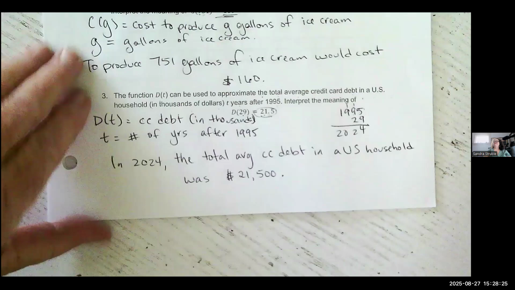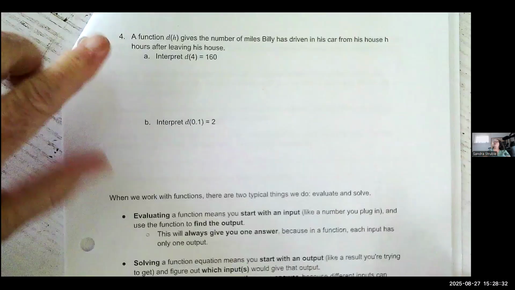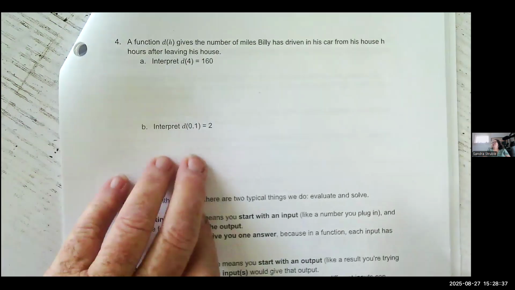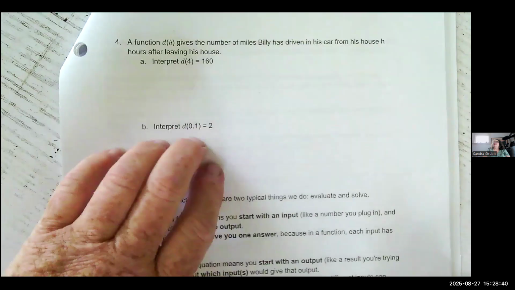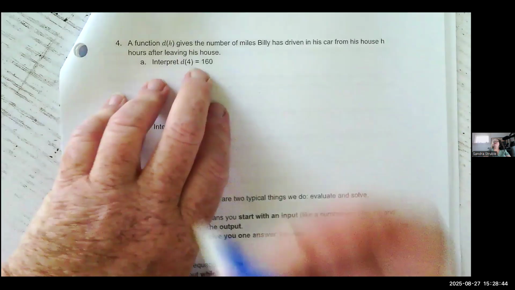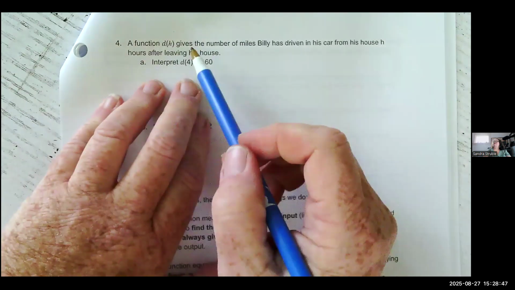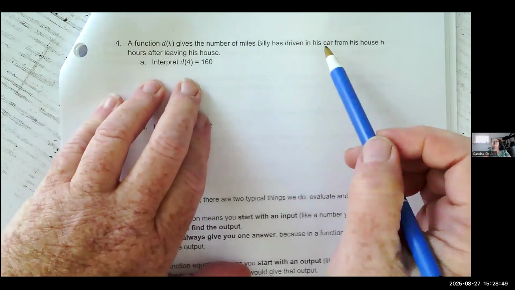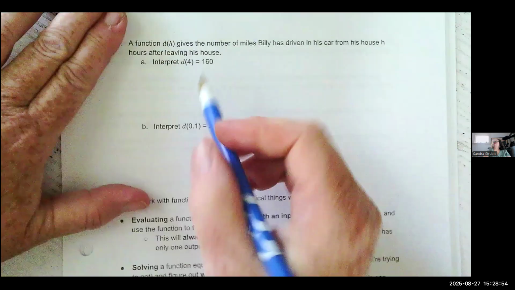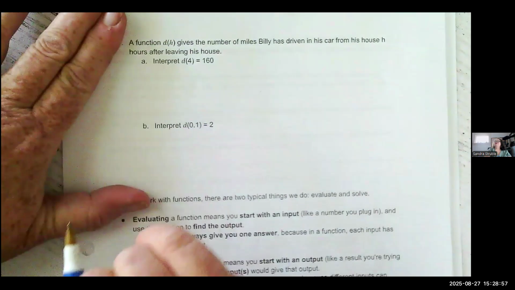That's it. All right. For the next one, I would like for you to attempt this one. You can attempt the previous one as well, but this one's a little bit more difficult, though I think you can handle it at this point. So pause the video and attempt A. The function d of h gives the number of miles Billy has driven in a car from his house h hours after leaving his house. Pause the video, attempt it yourself. So d of h is the number of miles Billy has driven.